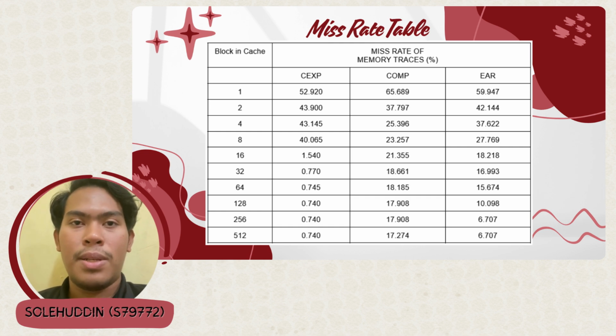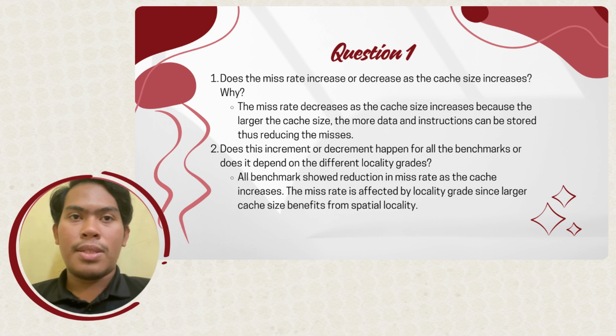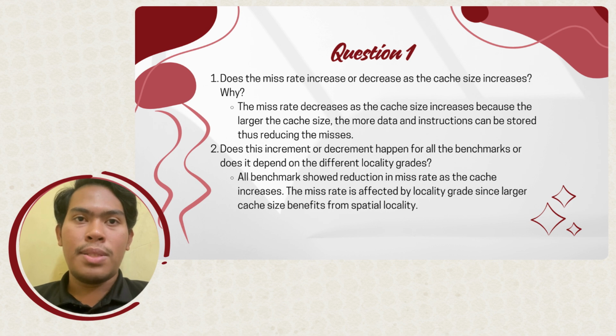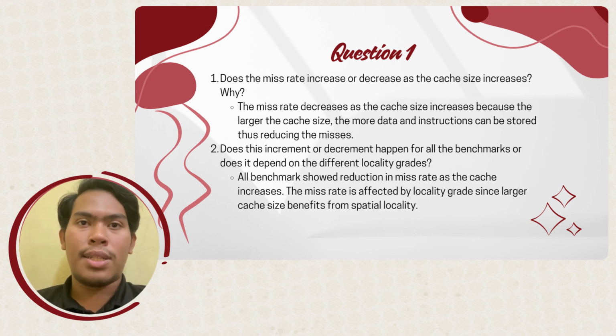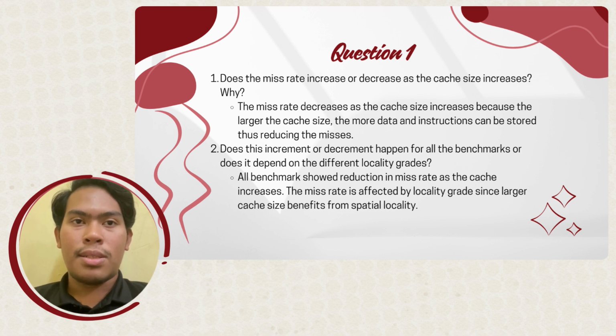Based on the miss rate table, you can see that the miss rate decreases as the size of the cache increases. As for the question, does the miss rate increase or decrease as the cache size increases? Why? The miss rate decreases as the cache size increases because the larger the cache size, the more data and instructions can be stored, thus reducing the misses. Second question, does the increment or decrement happen for all the benchmarks, or does it depend on the different locality grades? All benchmarks show a reduction in miss rate as the cache increases. The miss rate is affected by locality grade since larger cache size benefits from spatial locality.